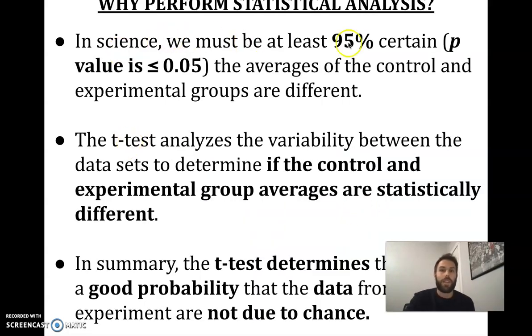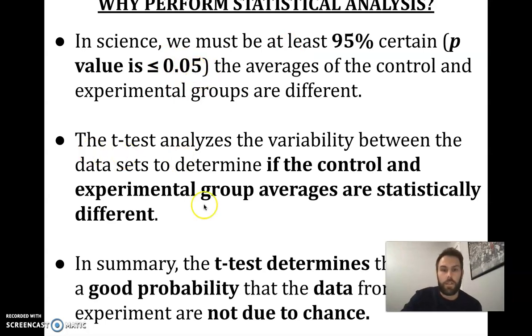In science, we want to be at least 95% certain that the averages of a control group and experimental groups are different. From a t-test we calculate a p-value, and we want that p-value to be less than 0.05. Now that 0.05 is actually a percentage. If you move the decimal place 1, 2, that's 5%. We want to be 95% certain, so that percent certainty plus this 0.05 equals 100%. So we want our number to be less than 0.05.